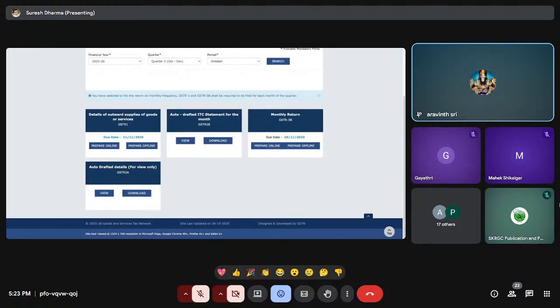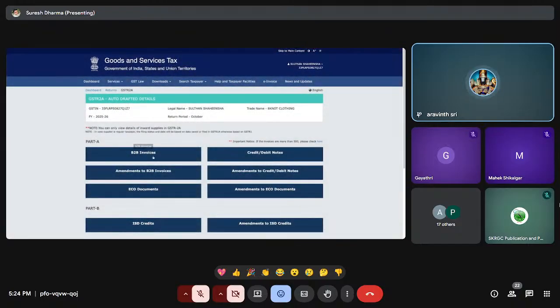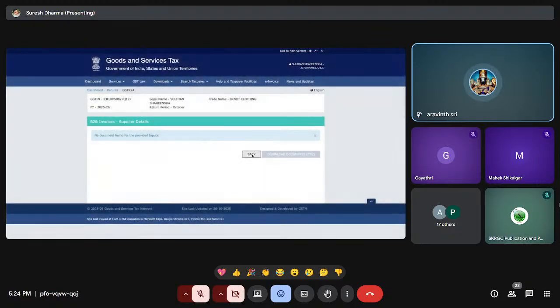Now, if I am manufacturing t-shirts, I purchase the cloth from various businesses. I have a manufacturer in Mumbai, so I regularly purchase t-shirt cloth from Mumbai. How do I view the purchases in the GST portal? Here are the auto-drafted details for view only. This is GSTR 2A, where we can view the purchases, like B2B. Here I already filed, so there is no purchase.